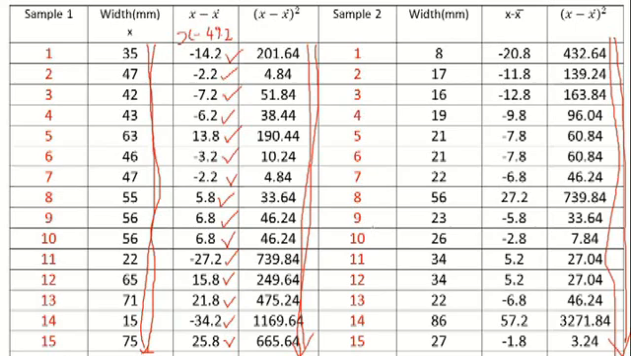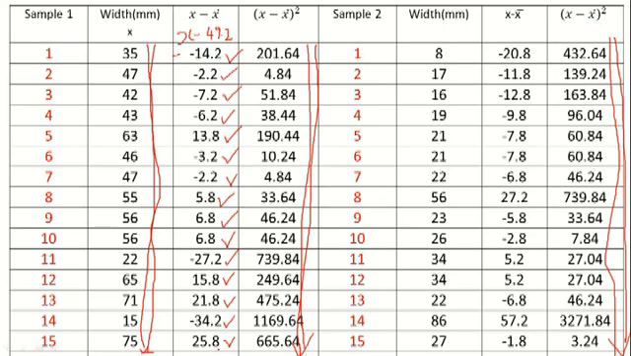Mean of sample 1, and we do some columns. And the mean of sample 1, I said it's 49.2. So we take the mean, the width of the leaf, and we subtract it from the mean we calculated. Now we find that 35 minus 49.2, you get negative 14.2. Then 47 minus 49.2, you get negative 2.2. And you just go like that up to the last sample, sample number 15.